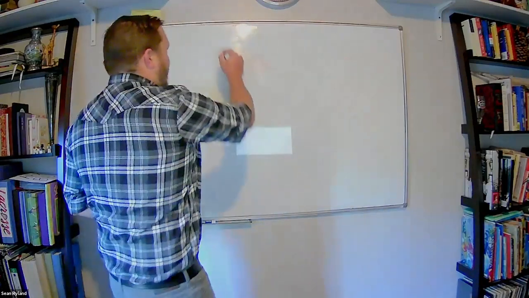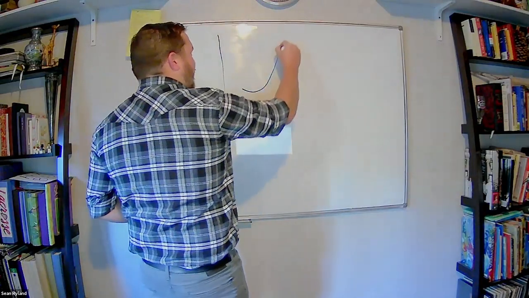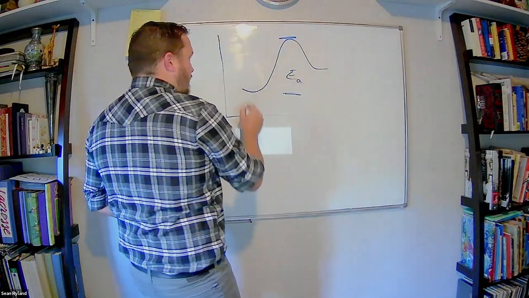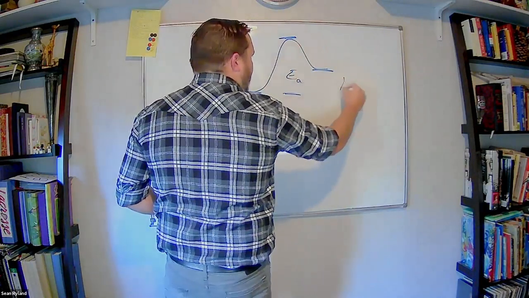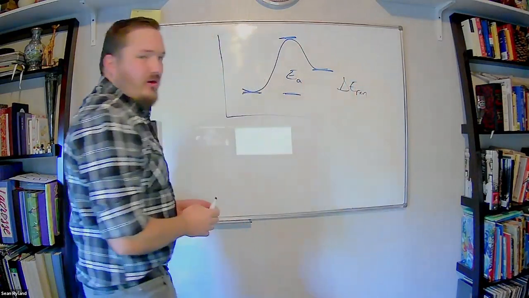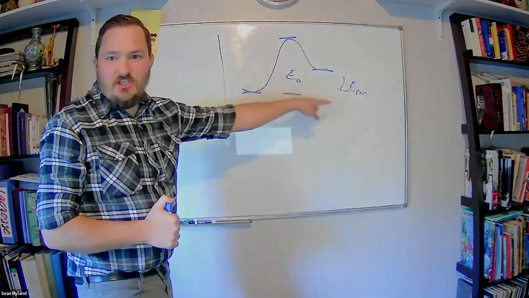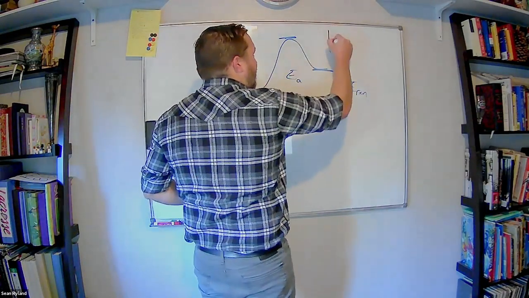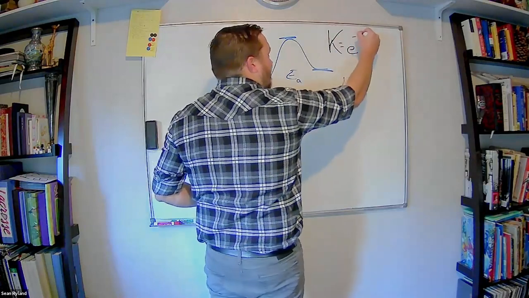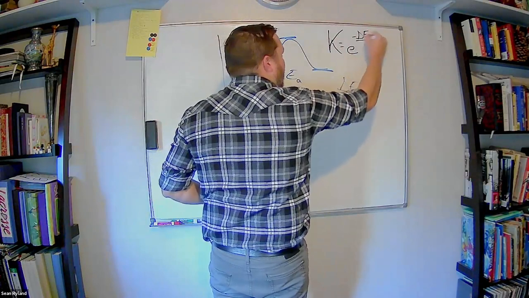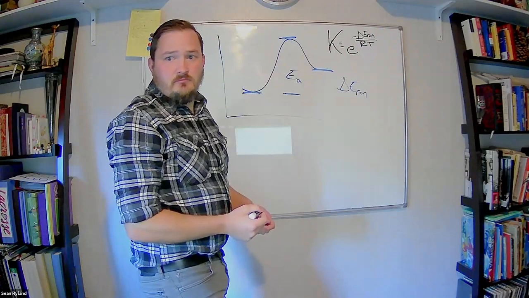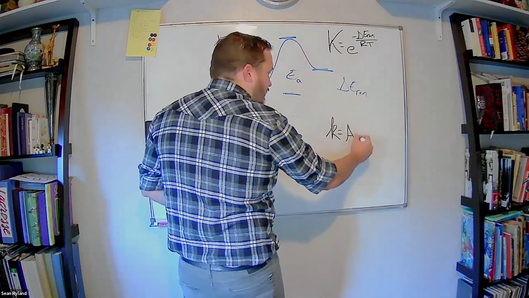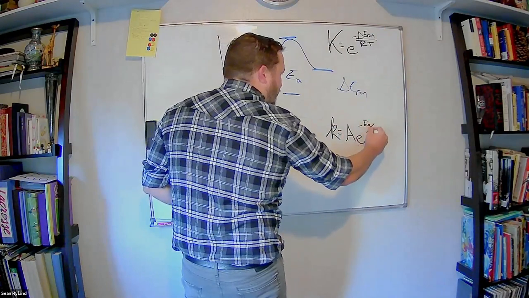If we have some potential energy surface where we've got our more stable configuration, our less stable configuration, and some activation energy, which we can call EA, and our change in energy for the reaction, which we can call delta E for the reaction, remember that our equilibrium constant and our rate constant are based on those two energies. There was that equation. For an equilibrium constant, capital K, it's e to the negative delta E of reaction over RT. And a rate constant, lowercase k, equals some pre-exponential factor times e to the negative activation energy over RT.